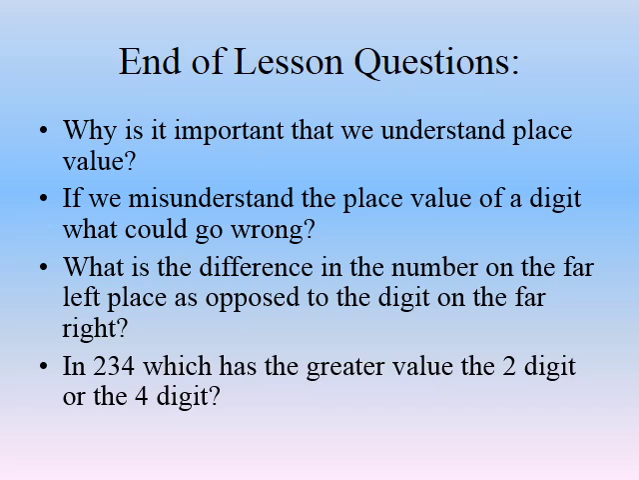The difference in the far left as opposed to the far right is the far left is a hundreds place, meaning hundreds, and the far right is a ones place, meaning ones. So therefore, in 234, the greater value is the 2 digit because it's worth 200, and the 4 digit is only worth 4. I hope that this has now helped you understand place value, and you will be able to know the value of each digit in 3-digit numbers.